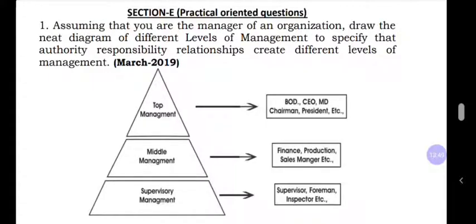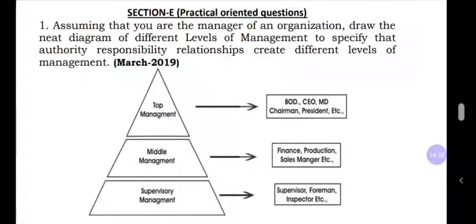Here they are going to ask levels of management. This question was asked in March 2019. You have to represent it as a triangle. First one, top level management, middle level management, supervisory or operational or lower level. You can write an example for each level. Top level: board of directors, CEO, that is chief executive officer, MD, managing director, chairman, president, vice president, etc. Middle level management: finance manager, production manager, sales manager, etc. Supervisory management: that is supervisor, foreman, inspector, etc.